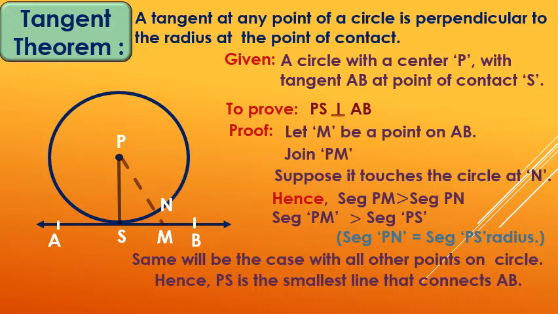Isn't it? PM is greater. PS is equal to PN, so PS is the smallest line. Therefore, we can say here tangent AB is perpendicular to segment PS. Got this, children? This is the first theorem, that is tangent theorem.